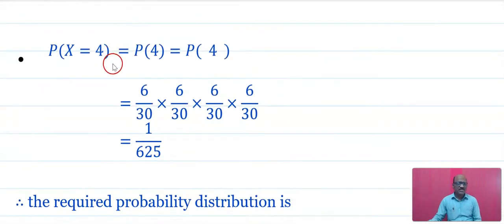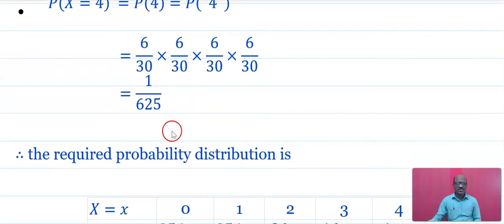Next, P of capital X is equal to 4. That is, all are defective. Then what are their probabilities? That is 6 upon 30 into 6 upon 30 into 6 upon 30 into 6 upon 30. And in this way, after the calculations, you will get 1 upon 625.